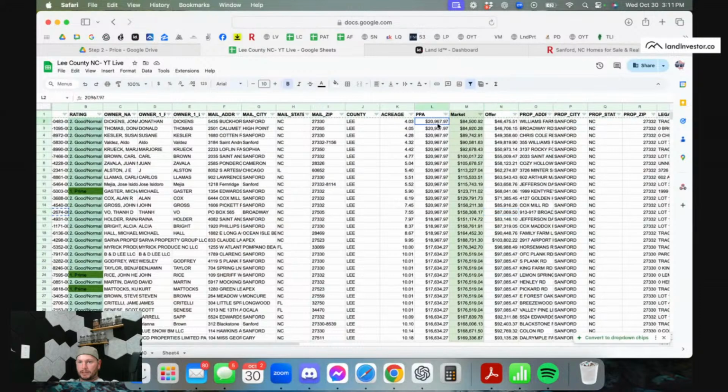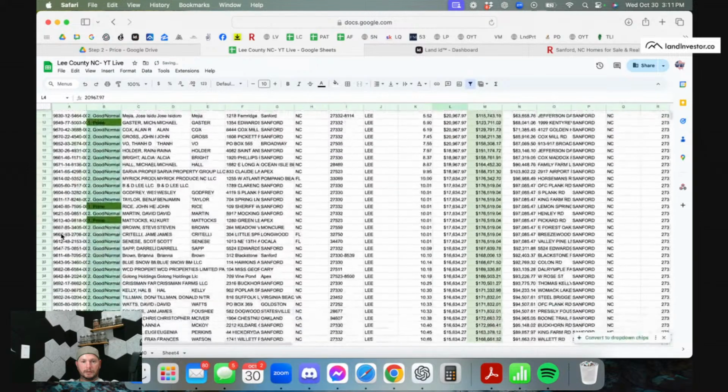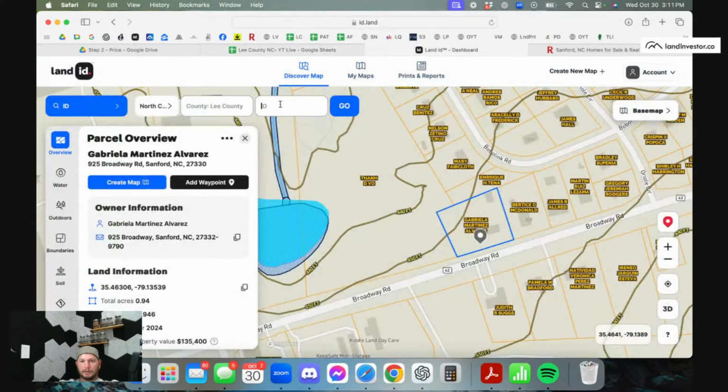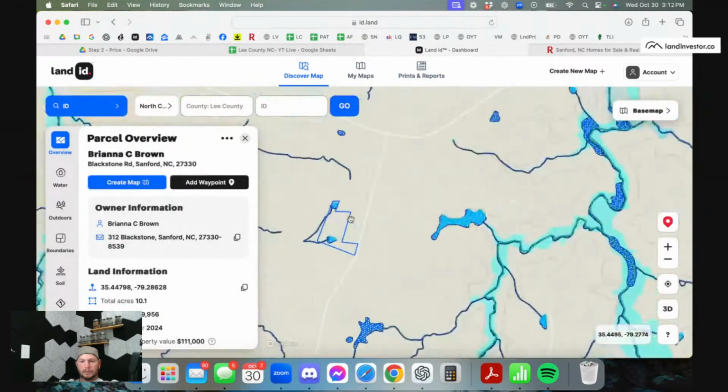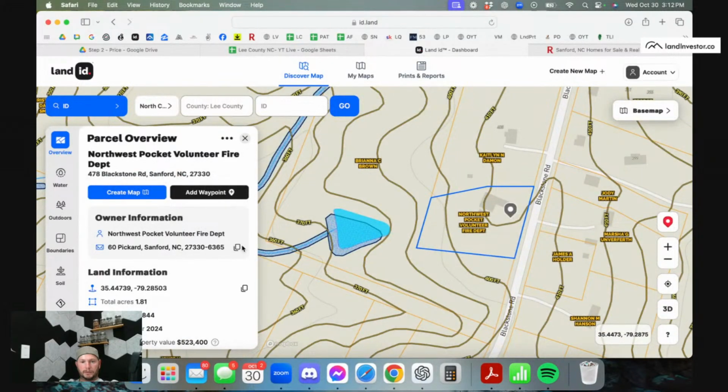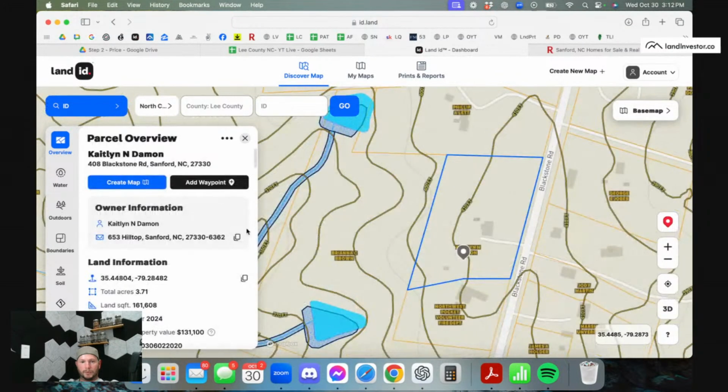So I'm gonna drop this. That's why we comp it. Actually, before I do that, I'm gonna comp another one and see if it's just that specific area. Blackstone. 408 Blackstone.